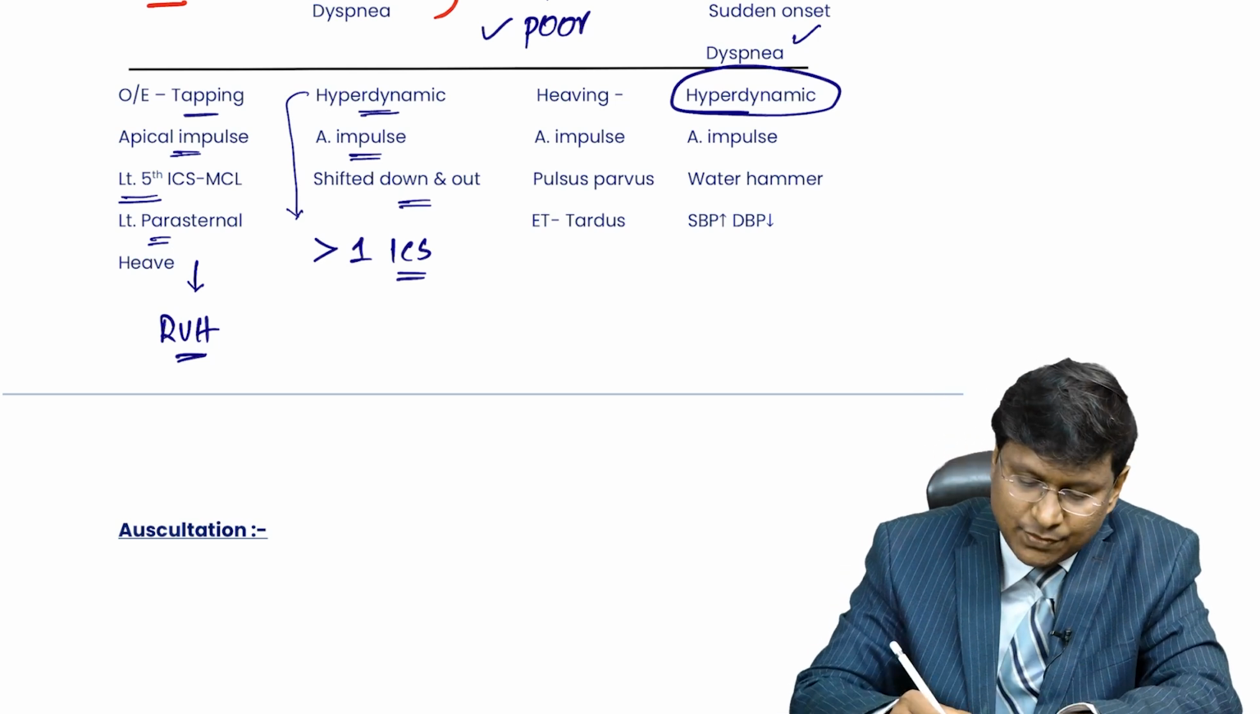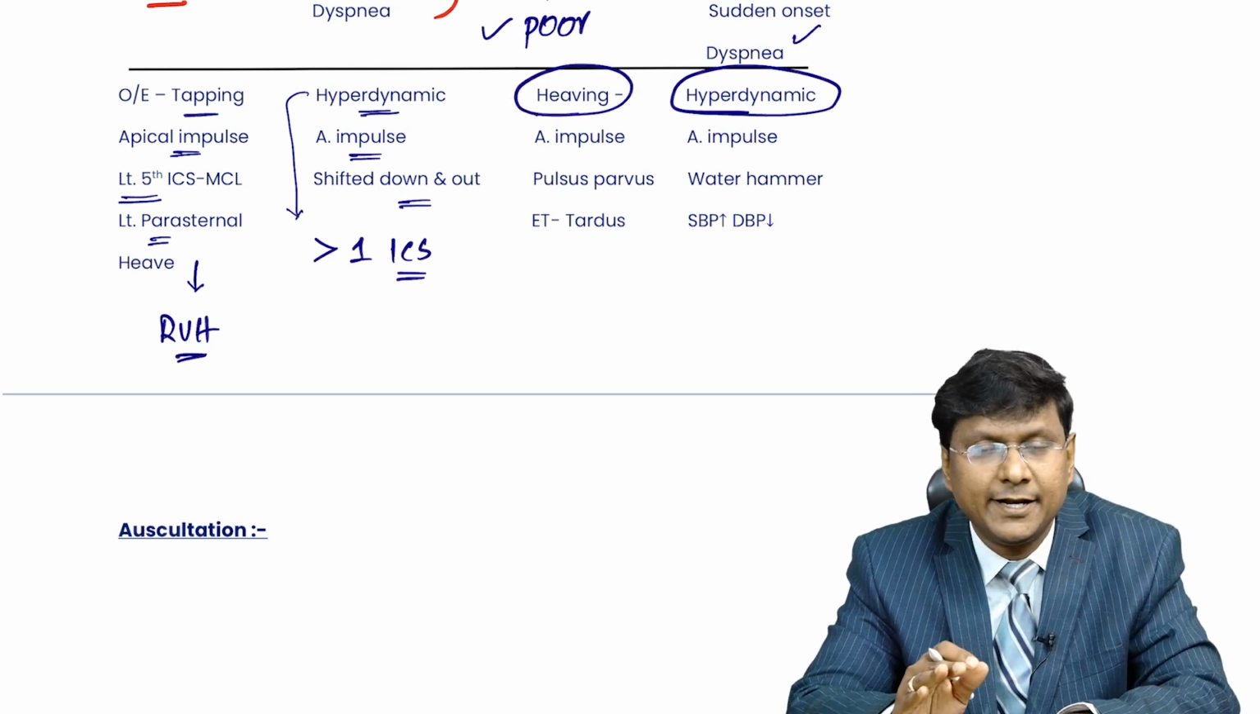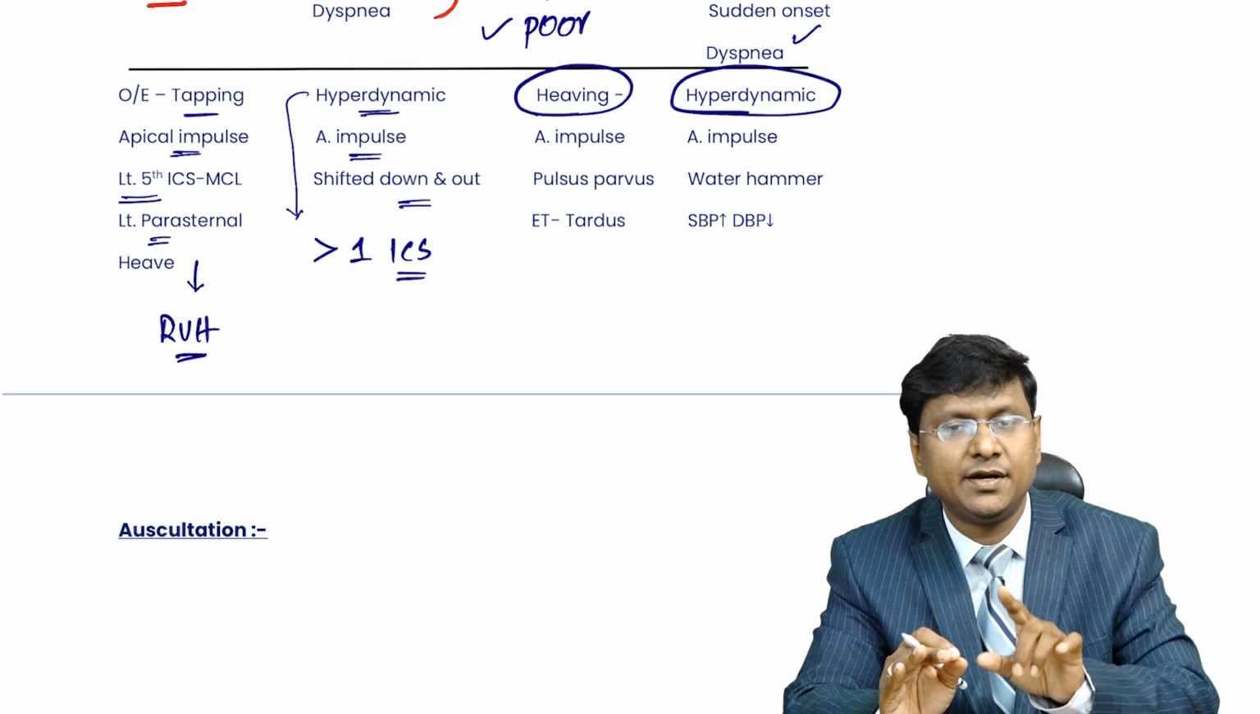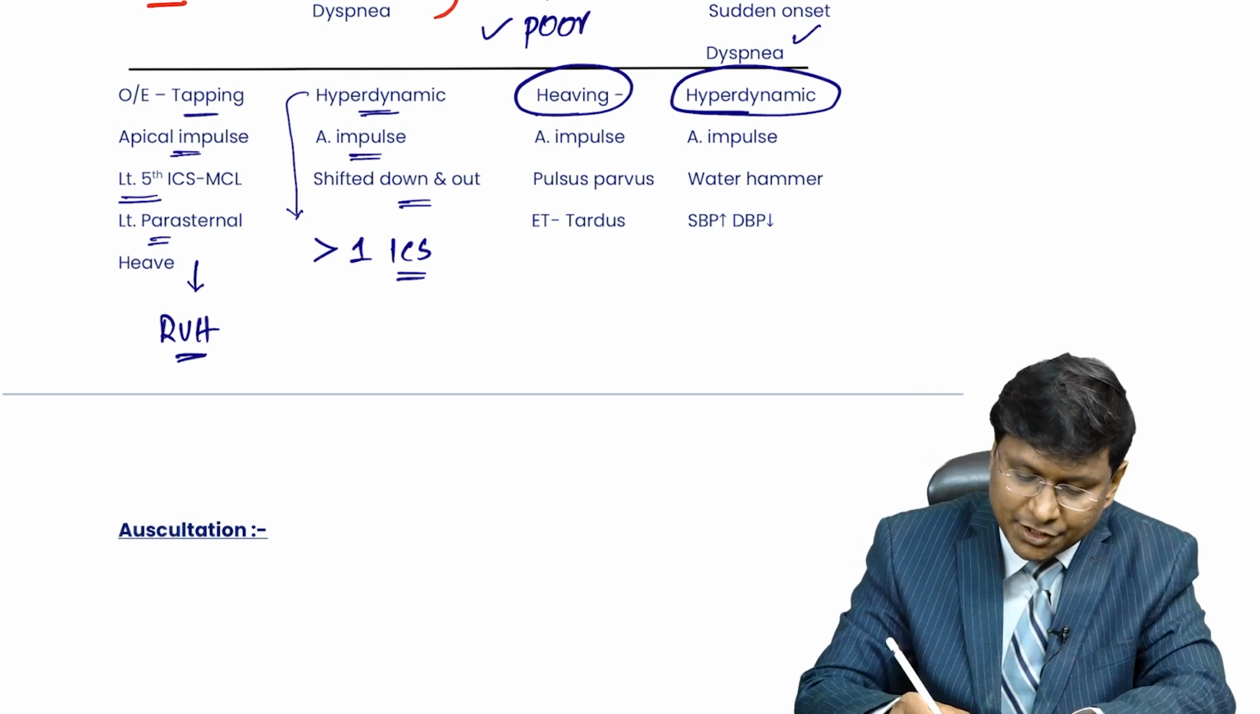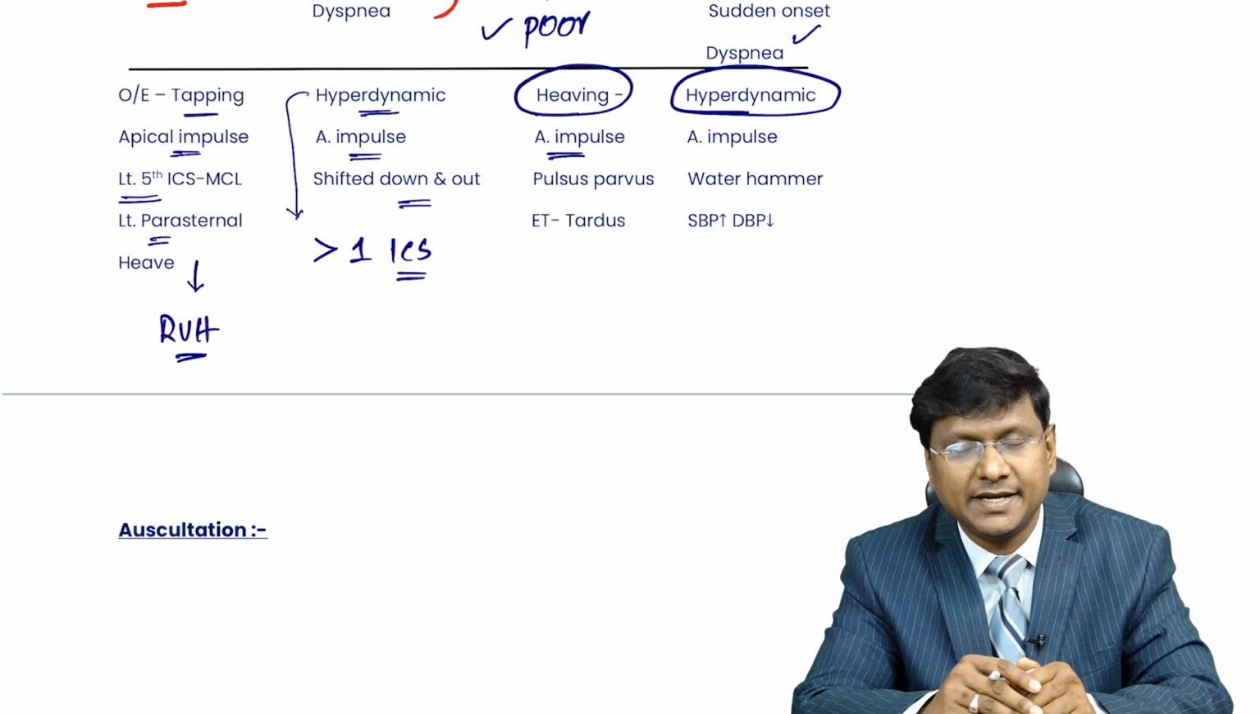Whereas in AS, you will have a heaving type of apical impulse, where the apical impulse is confined to one intercostal space, but it will be a sustained upward lift. That is what you will have, the heaving type of apical impulse.